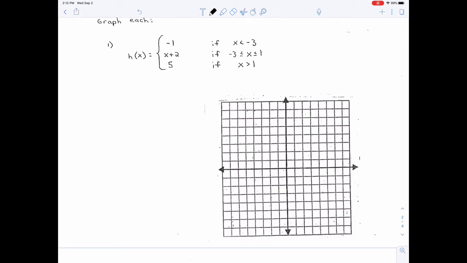First of all, we're going to split this up into these domains. What are the dividing lines? Negative 3 and 1. So we're going to go to an x value of negative 3, and an x value of 1.